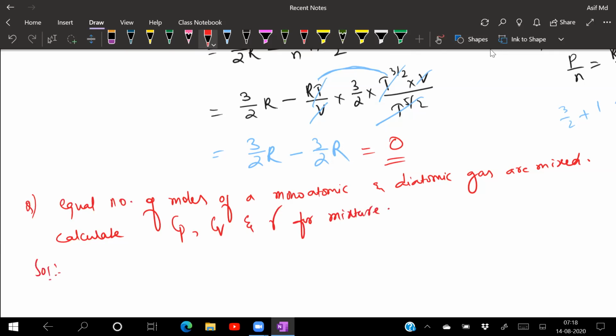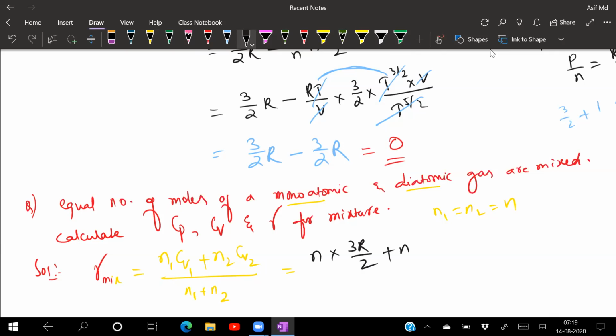You know the gamma for the mixture formula, beta? Gamma for the mixture is equal to how much, beta? N1 Cv1 plus N2 Cv2 divided by N1 plus N2. Equal number of moles means N1 is equal to N2 is equal to N. One is monatomic, another one is diatomic. For monatomic Cv is 3R by 2, and for diatomic it is 5R by 2, divided by N plus N, that is nothing but 2N.